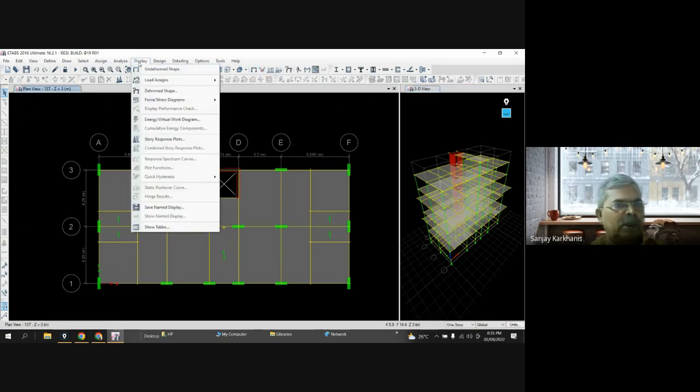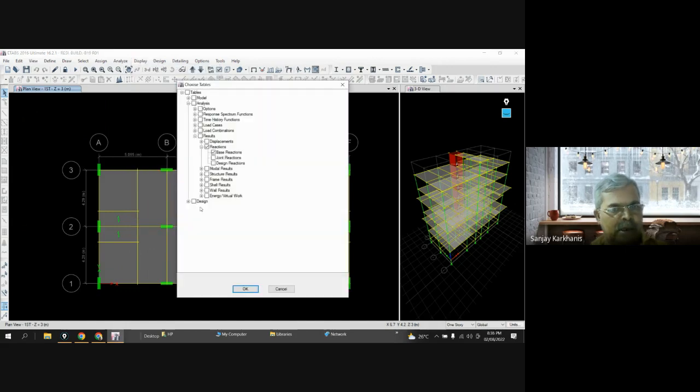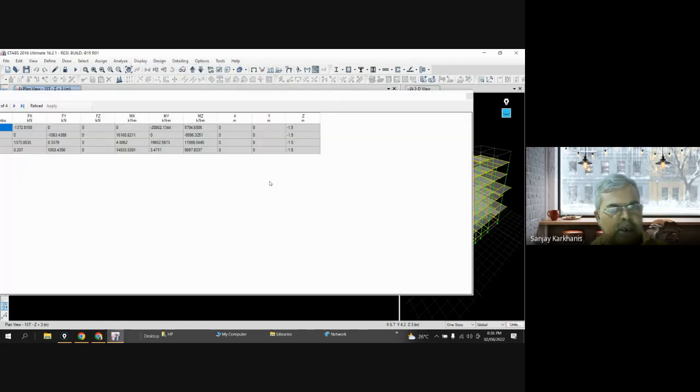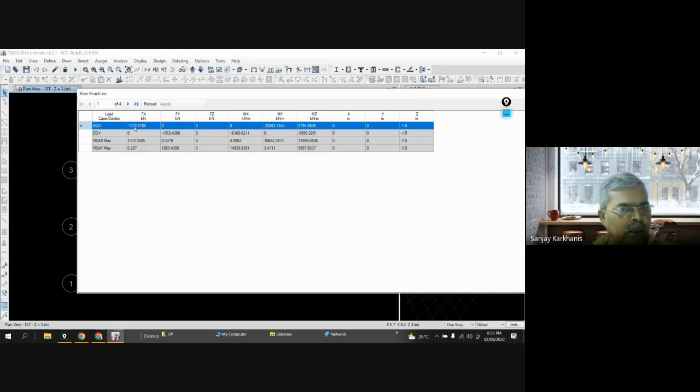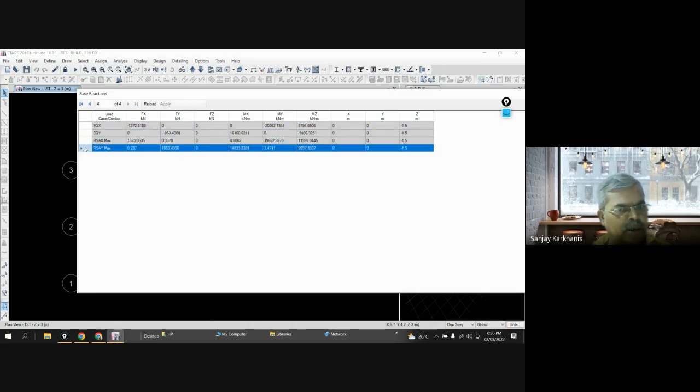Now you can go to display, show tables, and in show tables you can see base reaction. Click on that, and now you can see 1372.81 and this 1373.05, almost same. EQI 1063.4388 and 1063.4356. So now you can say that this is called scaling up the dynamic results, right?